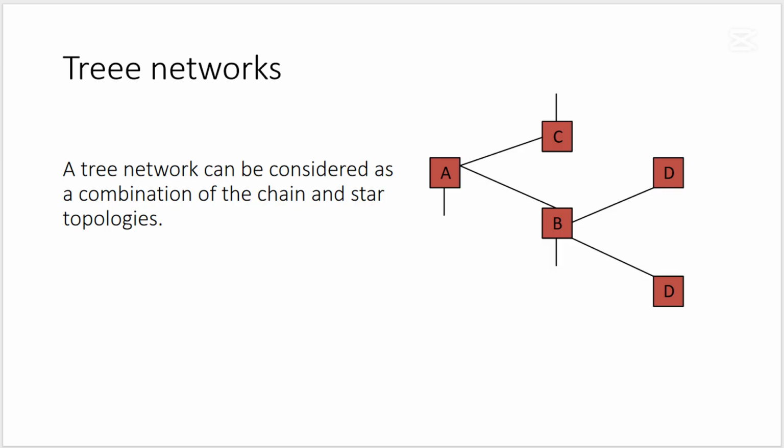So next we talk about the tree network. As we can see in the picture, a tree network can be considered a combination of chain and star topology. A tree topology is a hybrid of star and bus topology. It arranges the nodes in a hierarchical manner, in which a central root node is at the top of the hierarchy and the other nodes branch out below it.